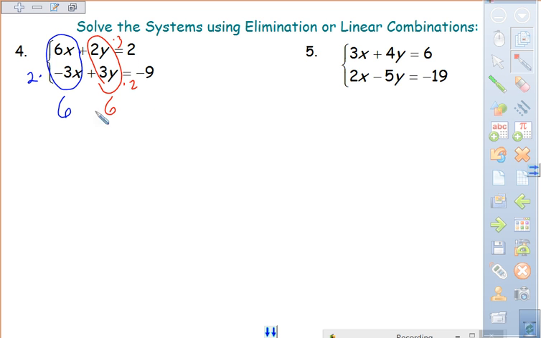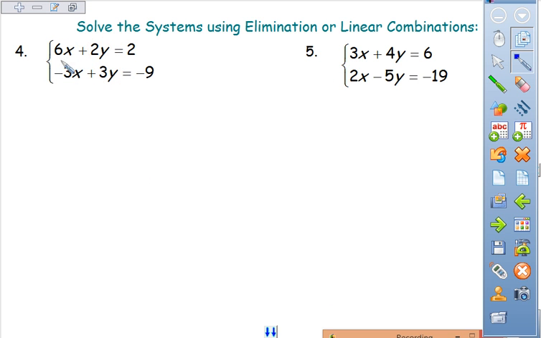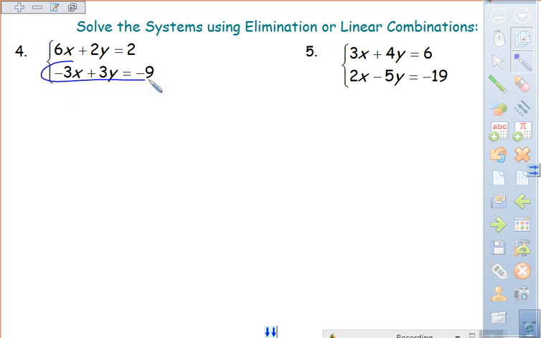Which color is less work? You're right, the blue, because I only have to multiply one equation. So I'm going to try to eliminate my x's. I'm going to multiply every term in the bottom equation by 2. Negative 6x plus 6y equals negative 18.